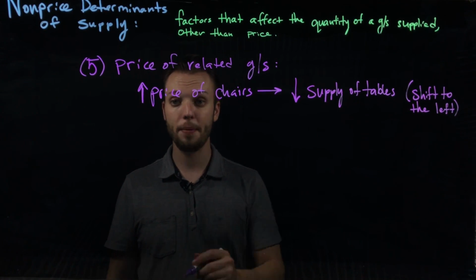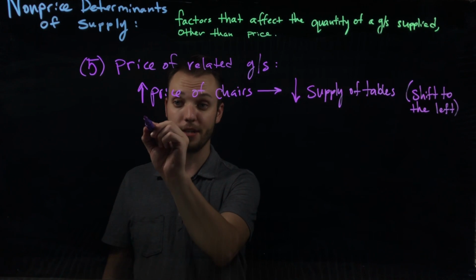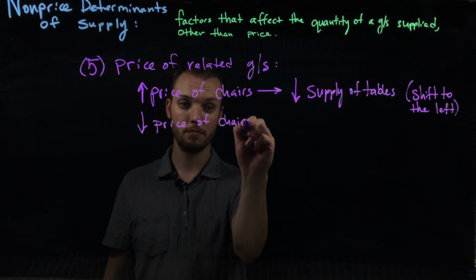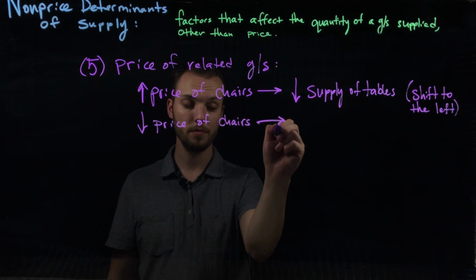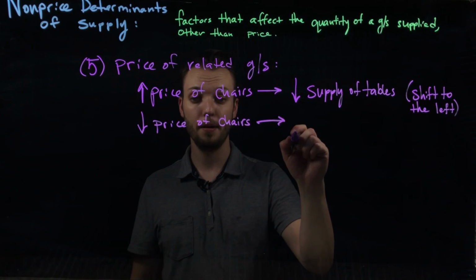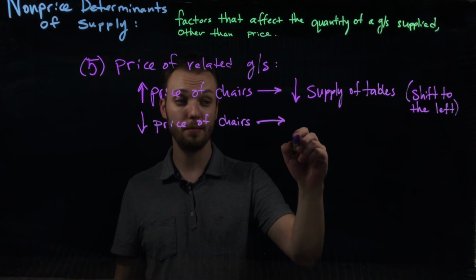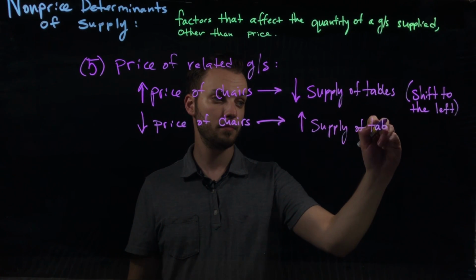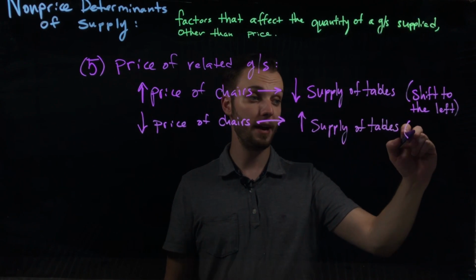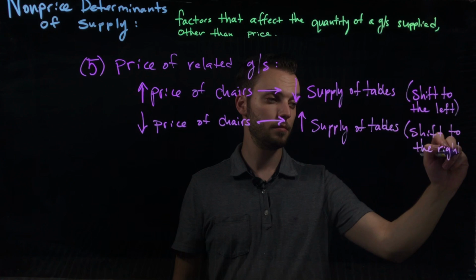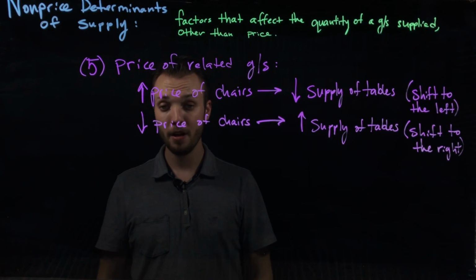Now, it could be the opposite case where we observe a decrease in the price of chairs. In that case, we'd expect more resources to be diverted away from chair production to table production. So we'd have an increase in the supply of tables, or a shift to the right of the supply curve.